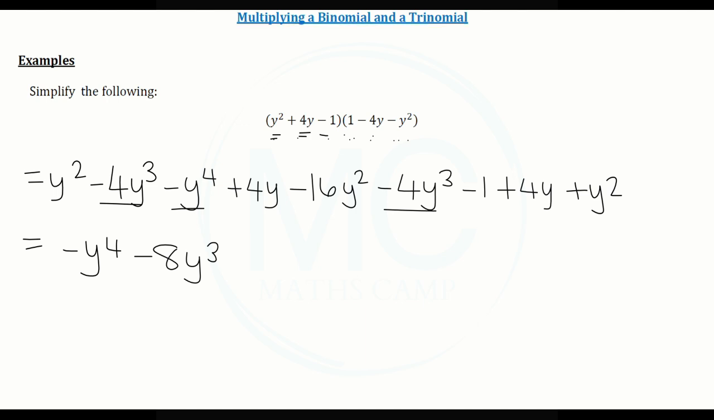Now let's look at our y squared terms. We have y squared minus 16y squared, which gives us negative 15y squared, plus y squared over here, which gives us negative 14y squared. Now let's do our y terms. We have 4y plus 4y, which gives us 8y. And then we have our constant of negative 1. So we say negative 1.